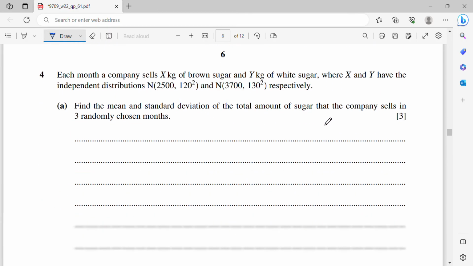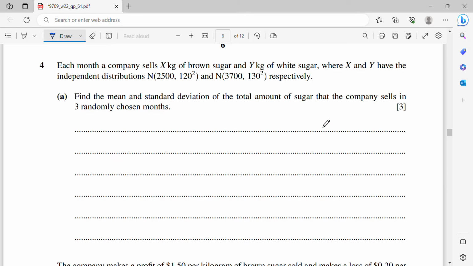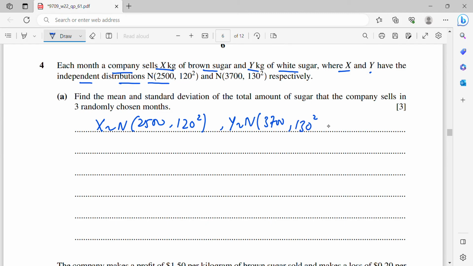Okay, so done this question, and the next one is question 4. Each month a company sells X kilograms of brown sugar and Y kilograms of white sugar, where X and Y have independent distributions. The X is normally distributed with mean 2500, and then the variance is 120 squared. And then the Y is normally distributed 3700, and then the variance is 130 squared.